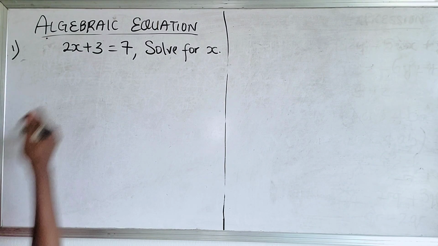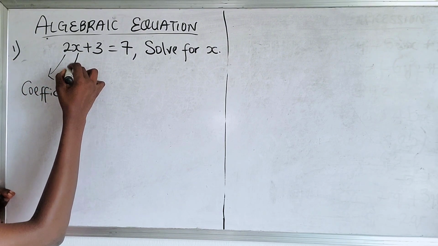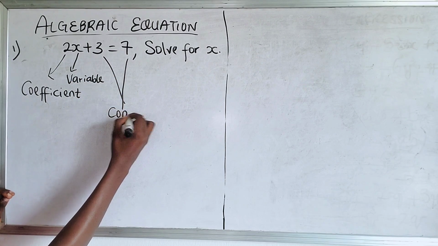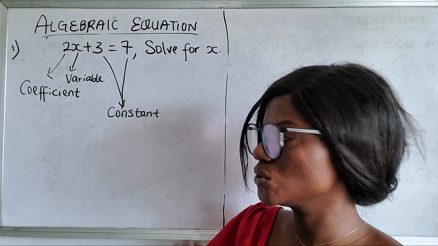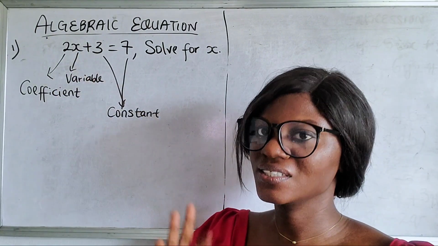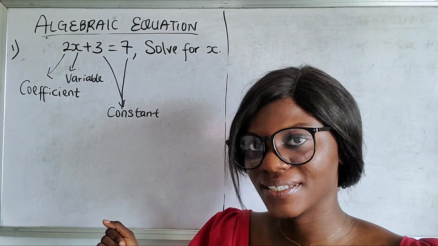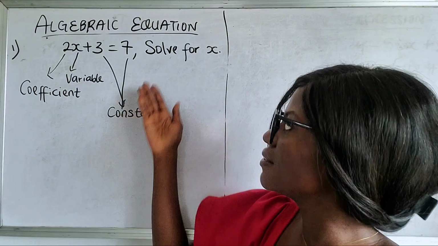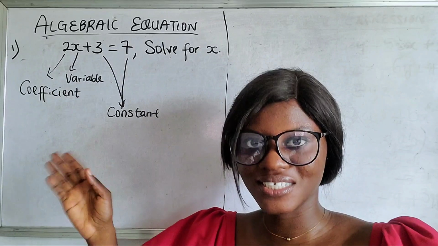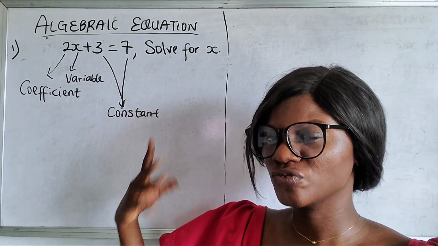From the previous class, this is called a coefficient. This is your variable. And these are your constants. Whatever number is close to the letter is called a coefficient. And then the letter, as we said, is a variable because you can't tell what its value is yet. It could be anything. It changes. And then constant is that thing that is static. You know 3 is 3. You know 7 is 7. Now that we have that out of the way, let's solve this equation.